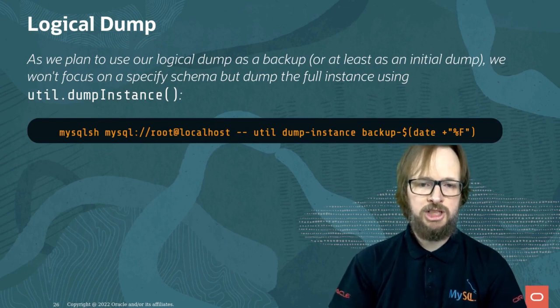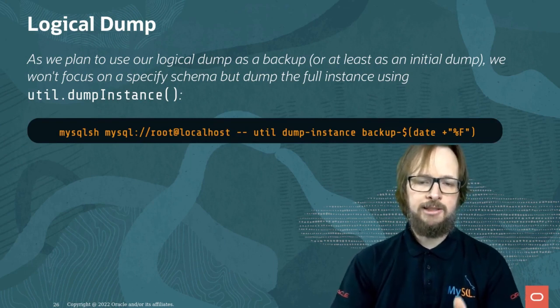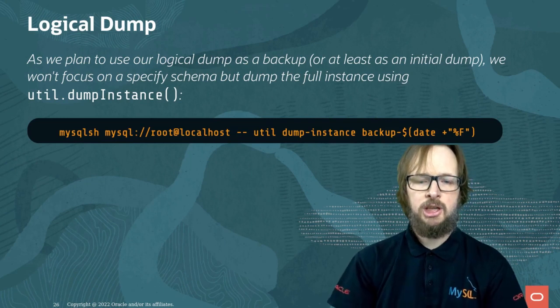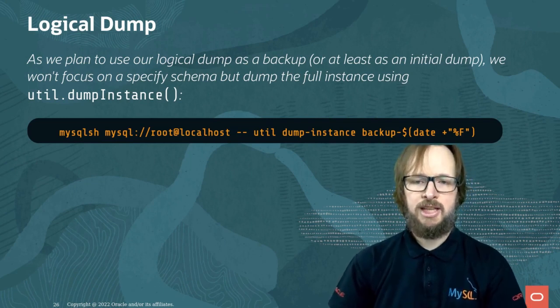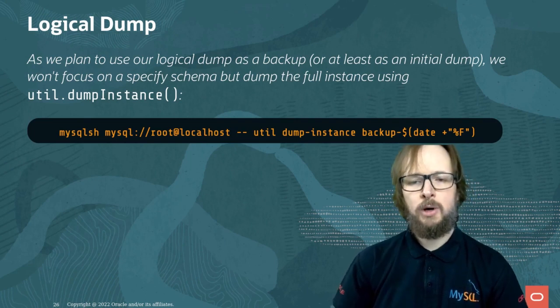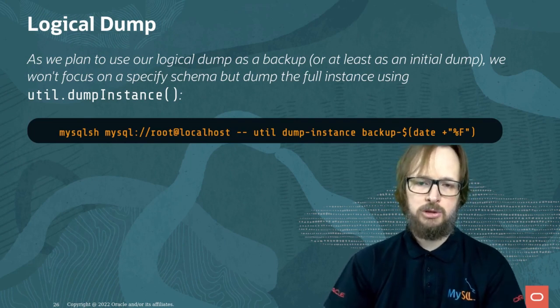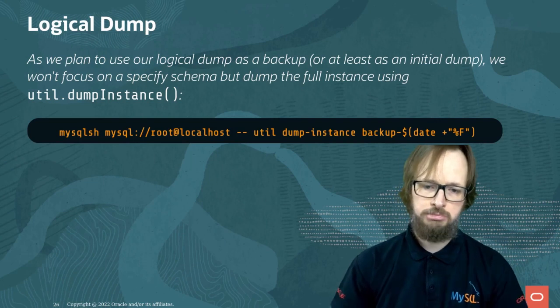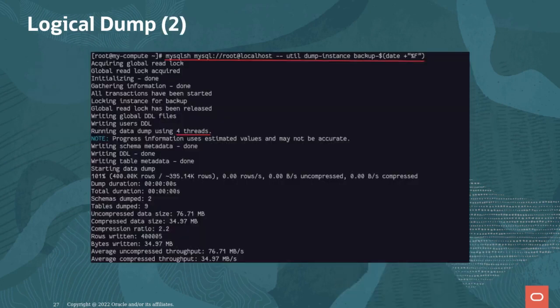So this is how we do it. We run MySQL Shell, where we connect. As you can see, here we are on the local machine. We use util dump instance with a name and a folder where it will be output. And I use the date generated from Bash. Very easy to do that. And this is how it looks.